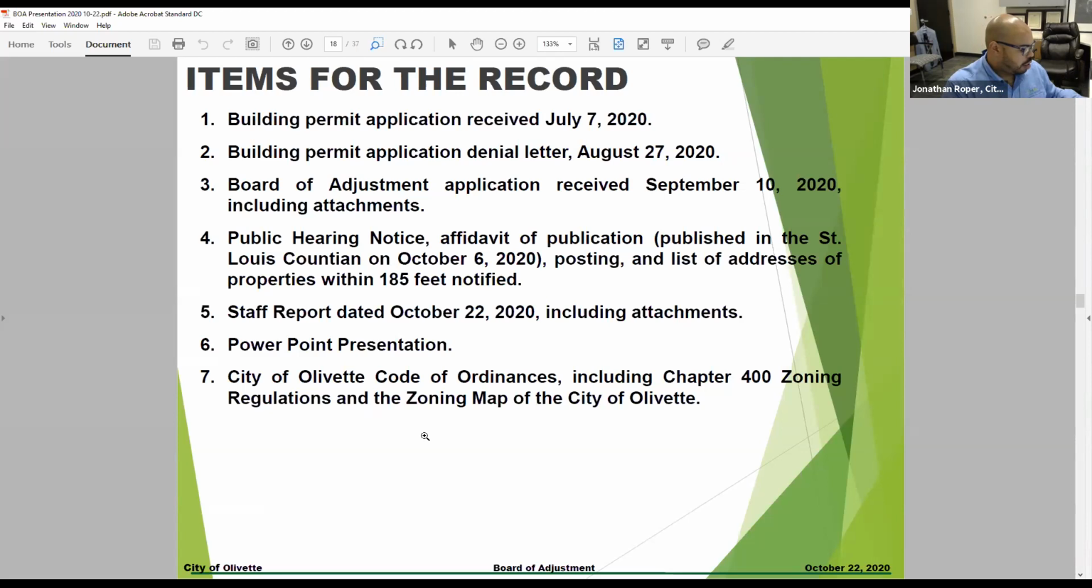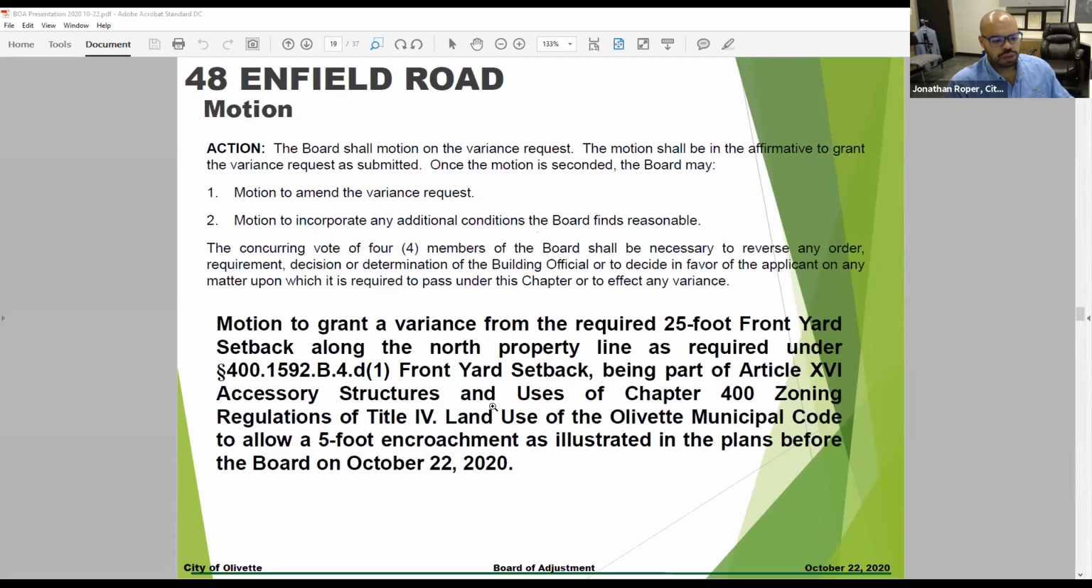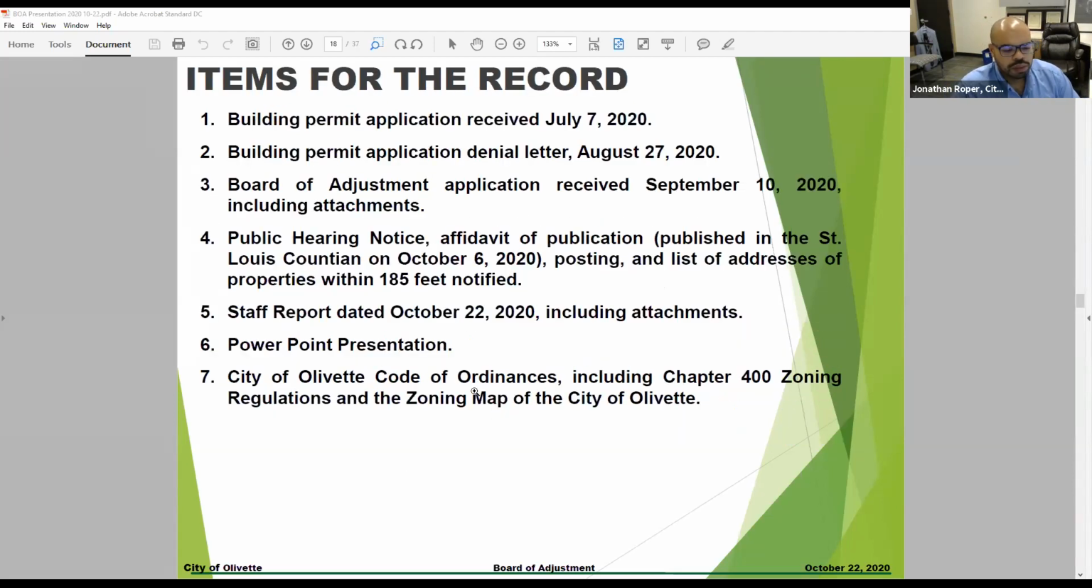And the public hearing notice, as Mr. Zobel read earlier, the affidavit is here, and that was published with the St. Louis County on October 6, 2020. We have the staff report, the parcel list of addresses that staff sends out to at least 185 feet, the PowerPoint before you, and the City of Olivet Code of Ordinances, including Chapter 400 regulations and the zoning map of the City of Olivet. And next slide, please. At this point, if there's any questions.